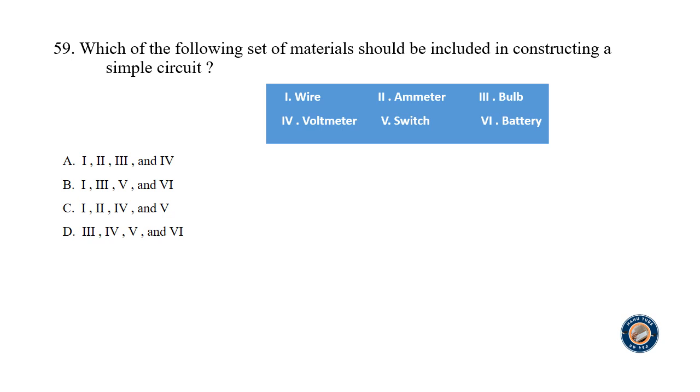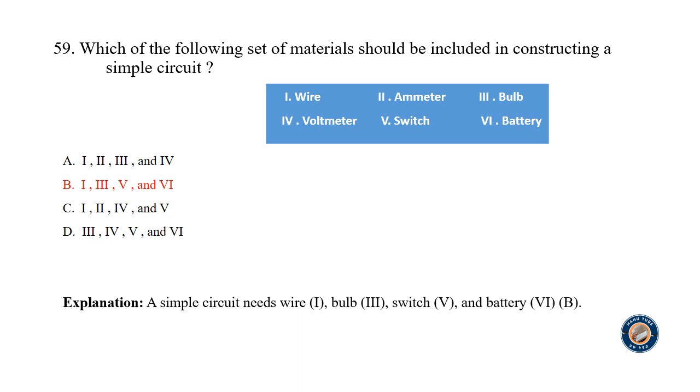The answer will be 1, 3, 5 and 6. A simple circuit needs wire 1, bulb 3, switch 5 and battery 6.